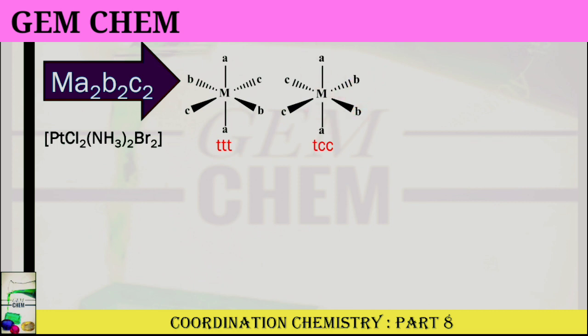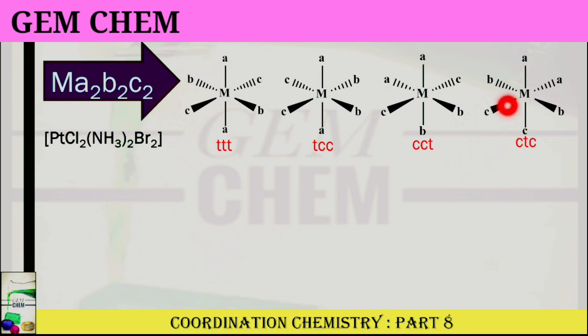Now next we are going to make the 2 C trans to each other. So here we can see C's are trans, whereas other groups become cis to each other. And the last one which we are going to see is where you can see the B is trans to each other, whereas others are cis. The last one will be all of them cis to each other.